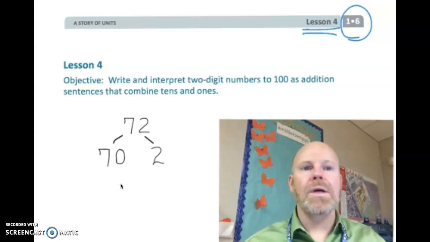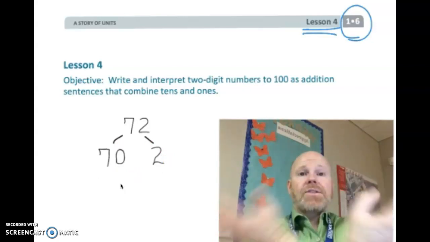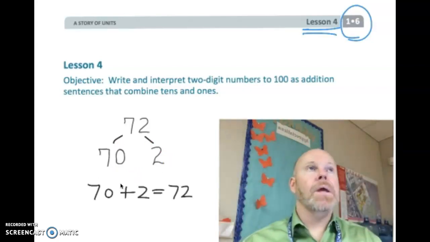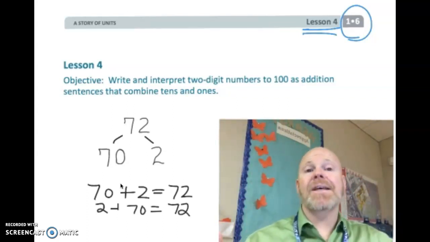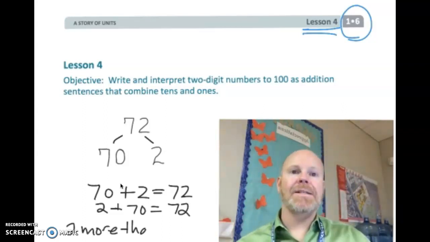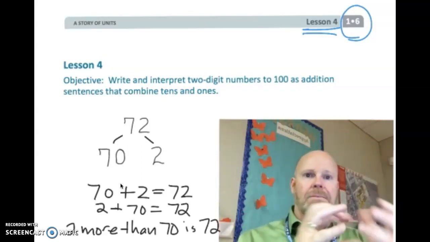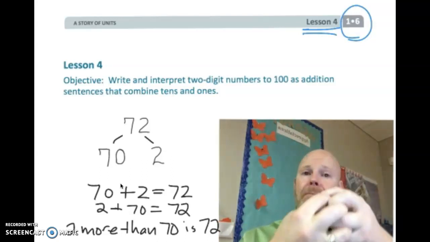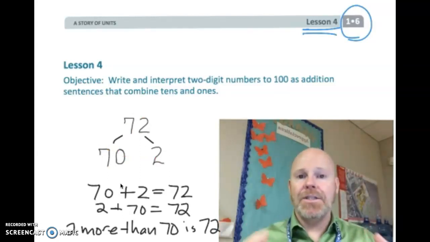And then from that, we want students to understand that we can now say, well, that's 70 plus 2. That's 2 plus 70. We could say things like 2 more than 70 is 72. Or we can say 72 is 70 more than 2. So we want students to be really flexible with understanding that the number 72 can be broken apart, and then it can be described as a variety of different addition sentences.